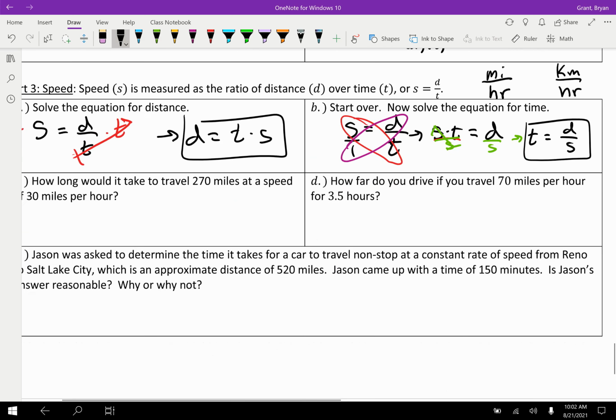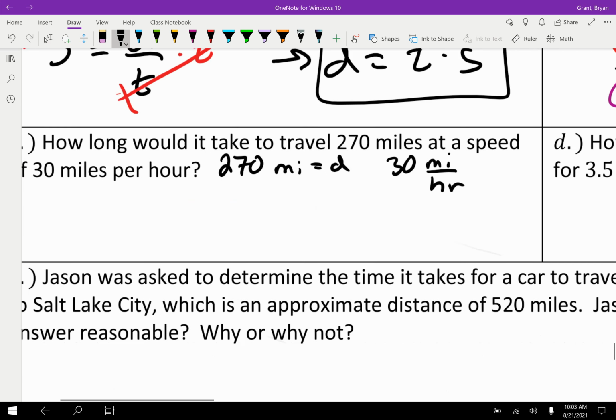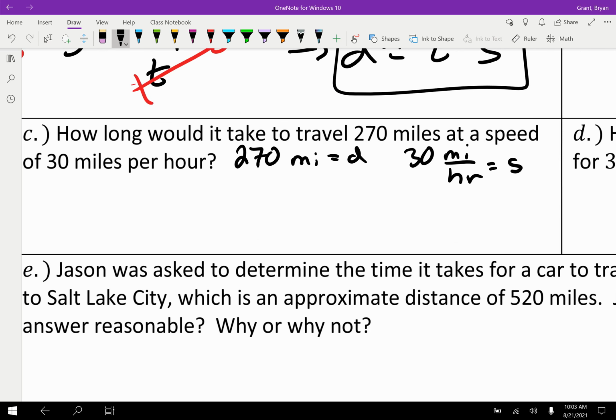All right, what's next? How long would it take to travel 270 miles at a speed of 30 miles per hour? Well, let's identify what we have here. 270 miles is a distance. 30 miles per hour, and I'll zoom in here, sorry. Miles per hour is a speed. So we have a distance, we have a speed, we want to know how long. They're looking for a time.